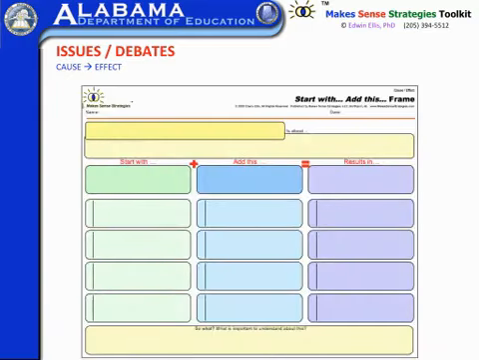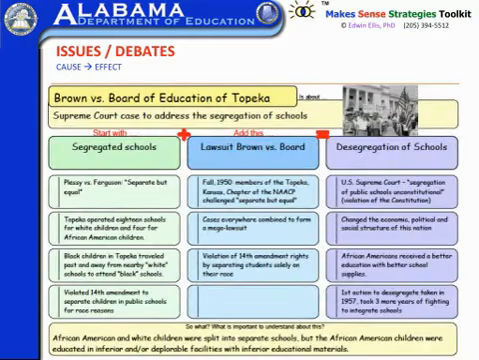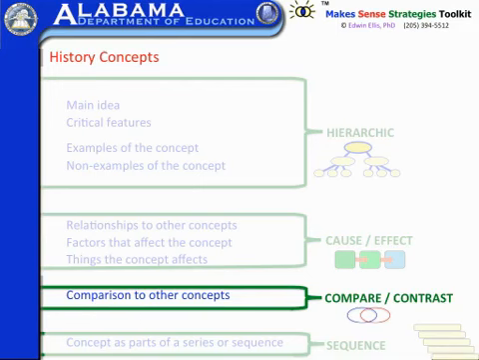This is another start with, add this, results in graphic that addresses Brown versus Board. You start with segregated schools, you add this law to the formula, and what that resulted in was desegregation. Of course, there are details associated with each.